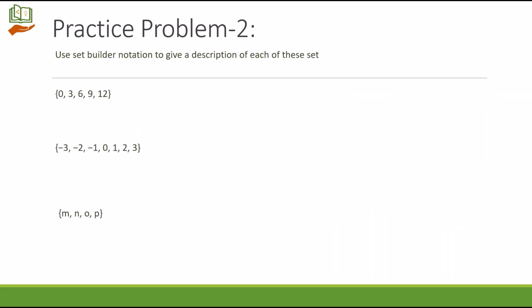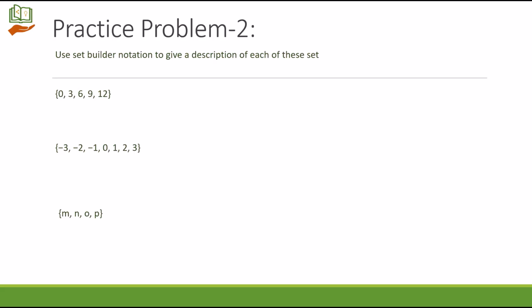Next question. Use set builder notation to give a description of each of these sets. So the first one: 0, 3, 6, 9, 12. From this what can we understand? It's a multiple of 3. At the same time, the values are less than 15, we can say, since we are going in multiples of 3.